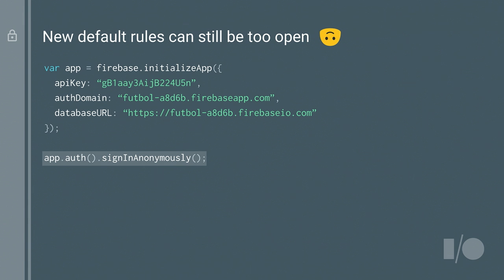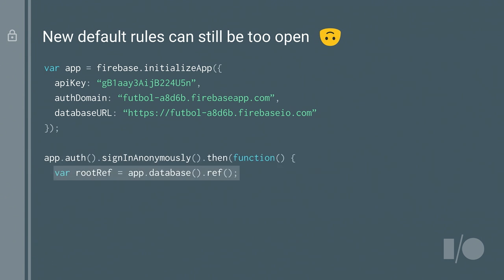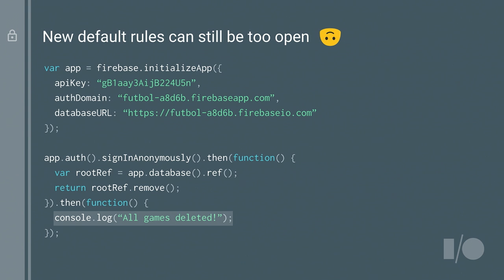So now we will be authenticated, and any request we make from this client will have a non-null auth variable in the rules. So we go ahead, and after that promise is fulfilled, we will get a reference to the root of our database. We will this time remove all of the data, and then we'll log that the data was removed. So this is kind of terrifying and not what we want by the time we release our application to production.